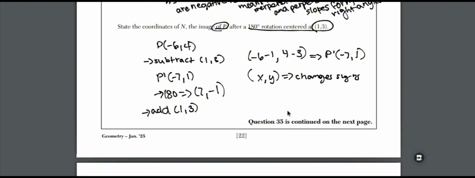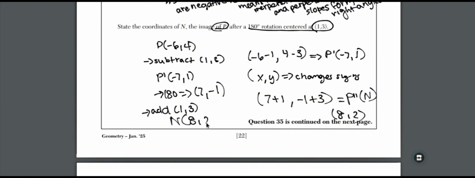So I'm going to do 7 plus 1 and -1 plus 3 to get P double prime, or N to be 8, 2. So N is at 8, 2. So that is the point N. So the coordinates of N are 8, 2.